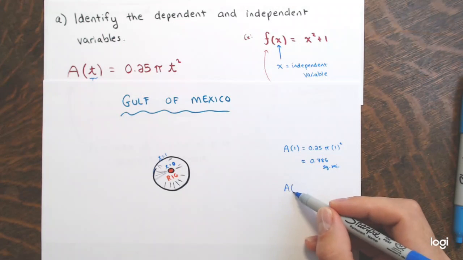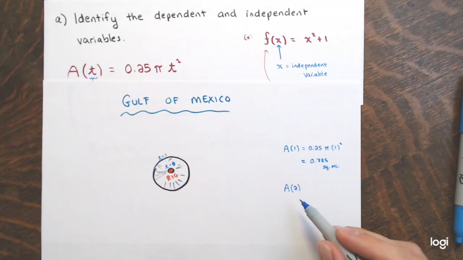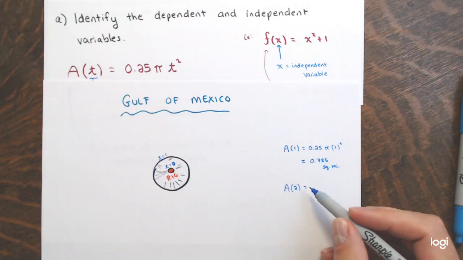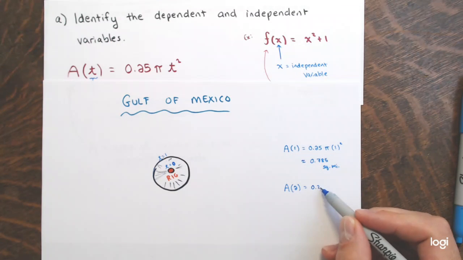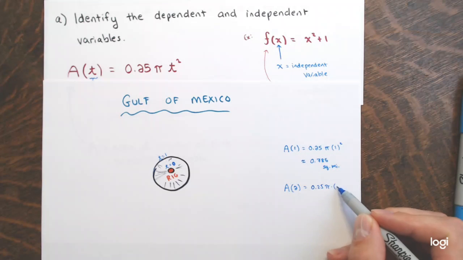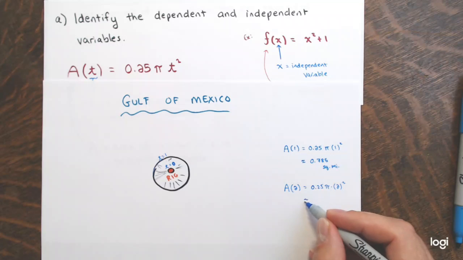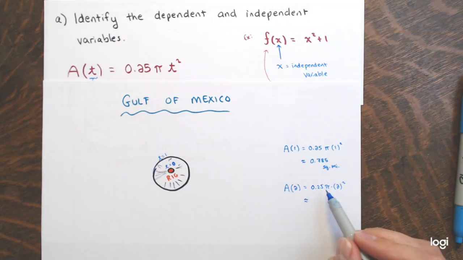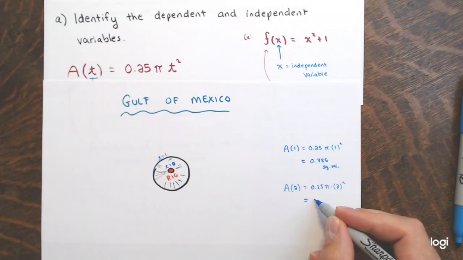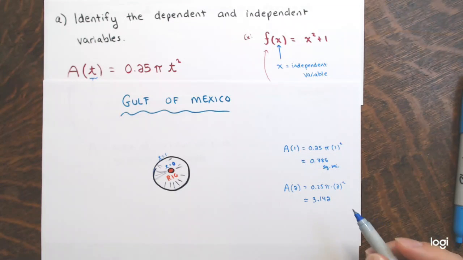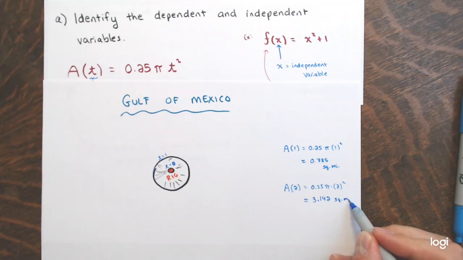After 2 days, what's the area? I'm just going to replace t with 2. Following the model, the area after 2 days is 0.25 times pi times 2 squared, which is 4. A quarter times 4 is 1, and then times pi would just be pi. So it's approximately 3.142 square miles, since it's 3.1415, rounded up.